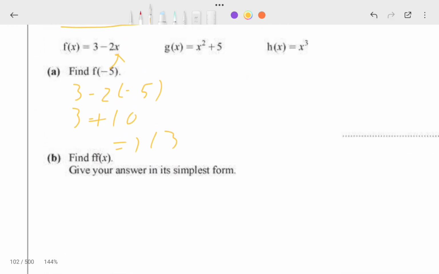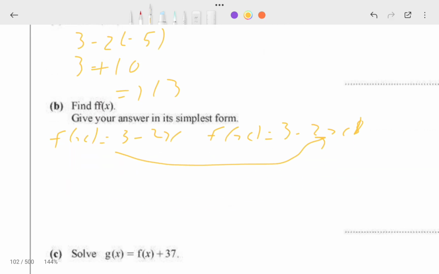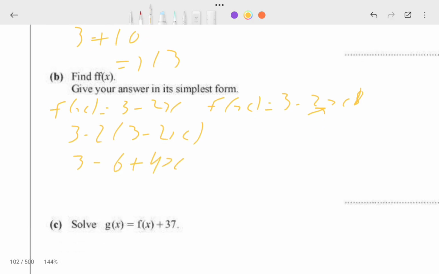Okay, find f of f(x). So f(x) is 3 minus 2x and f(x) is 3 minus 2x. So we will put this expression in this x. So this will give us f of f(x). So 3 minus 2 times (3 minus 2x) over here. Now we will simplify this. 3 minus 6 plus 4x, and this will give us 4x minus 3, our answer.